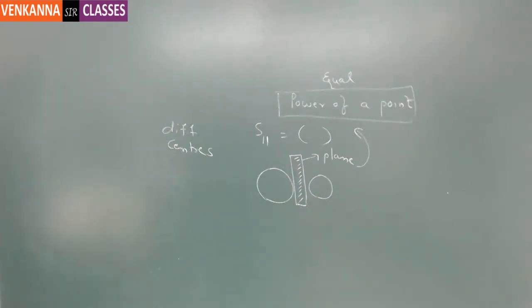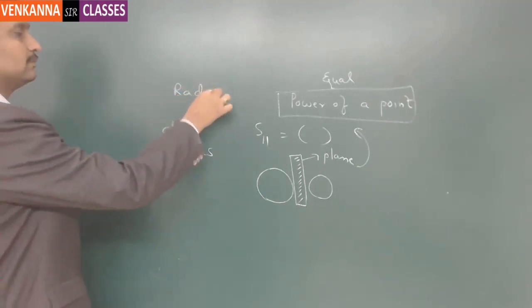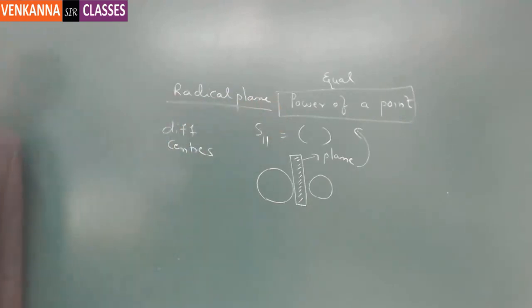So for the two spheres, you are considering the set of points, or the locus of points, whose power with respect to the two spheres is equal. Then those points will define a plane for us. That plane we call the radical plane. So is the definition clear to all? What is meant by radical plane actually?